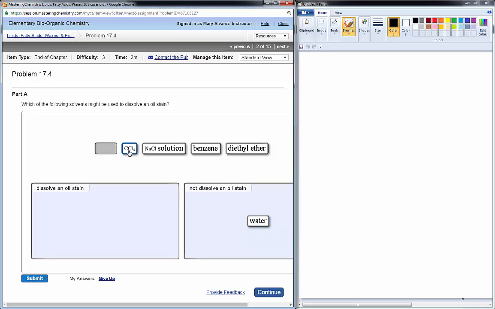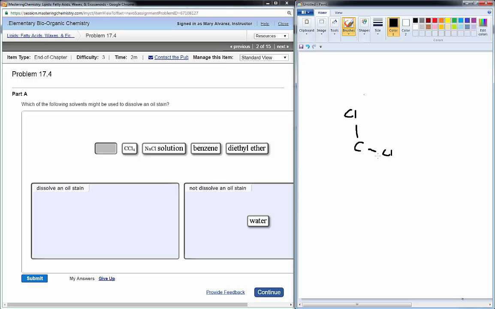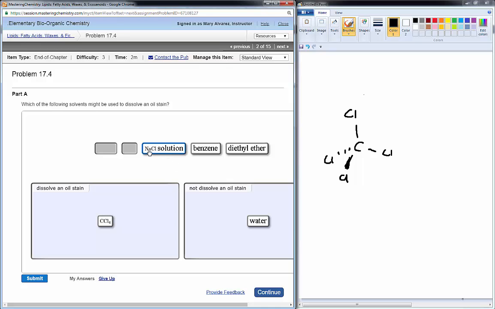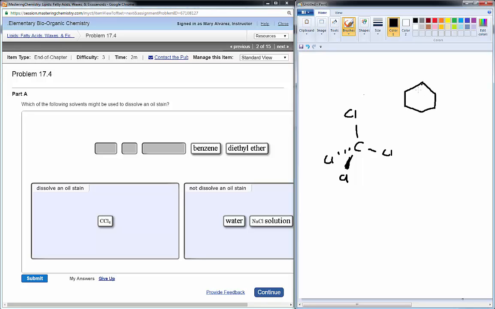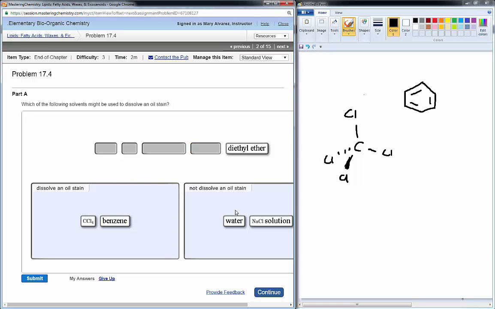CCl4, the C-Cl bond is a polar bond, but the molecule itself is tetrahedral, so it looks like this. So even though it has polar bonds, it is a nonpolar molecule. So that could dissolve an oil stain. A salt solution, salts are ions. Those are highly charged. Those would not play well with a nonpolar oil. Benzene, you guys can picture benzene, just carbon and hydrogen bonds. Very nonpolar, so that could dissolve an oil stain.